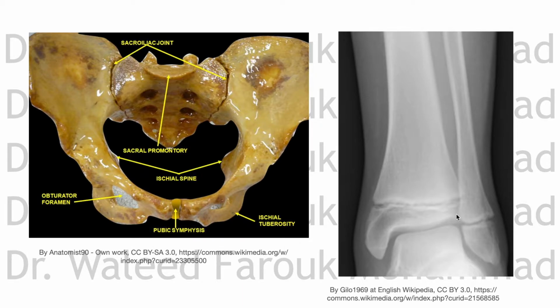This is an example of an epiphyseal plate, here at the end of the tibia and here at the end of the fibula. All of us know now that the epiphyseal plate will come to complete closure, or there will be complete fusion of bone, by the age of 25.